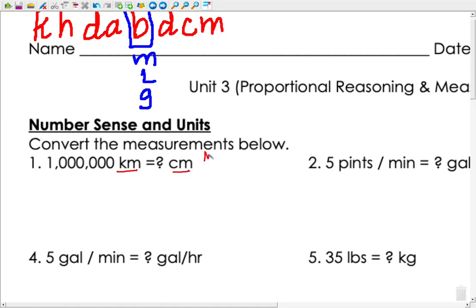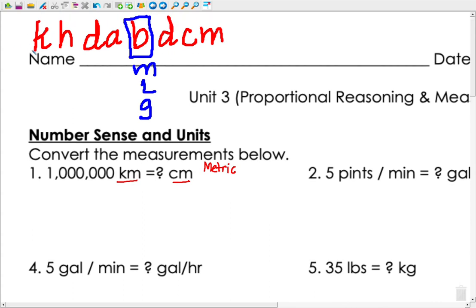So if I am moving in metric, then all I need to remember is the little acronym King Henry died by drinking chocolate milk, where the K stands for kilo, hecto, deca. The base unit is your meters, liters, and grams in the middle, and then deci, centi, and milli.